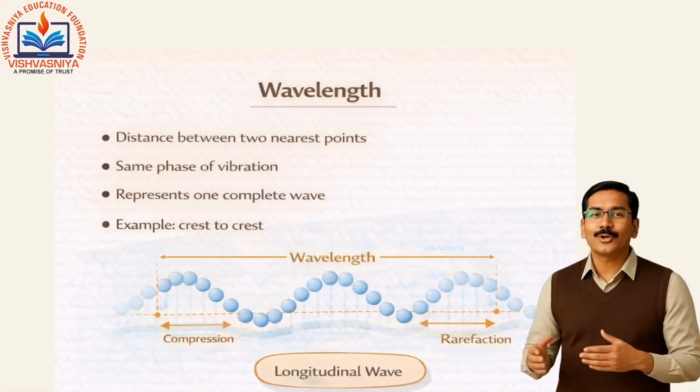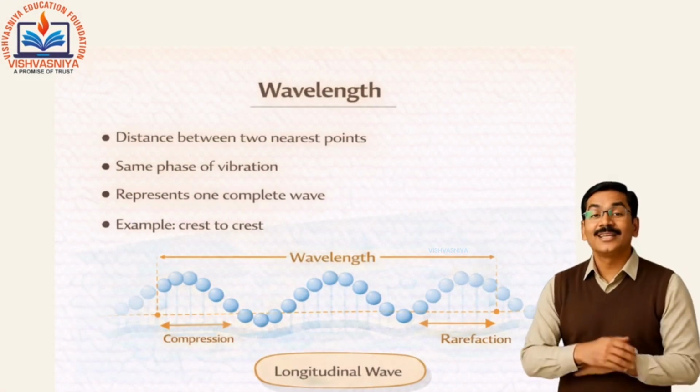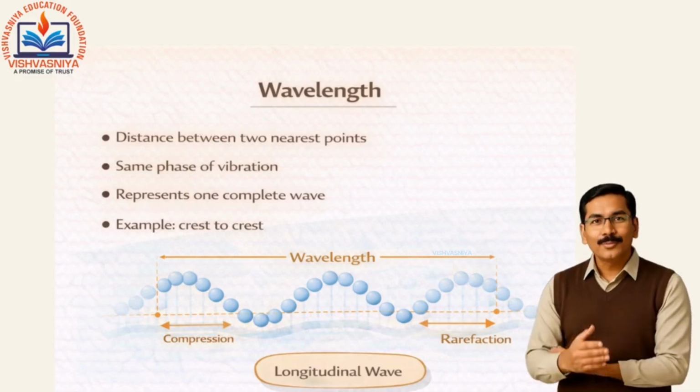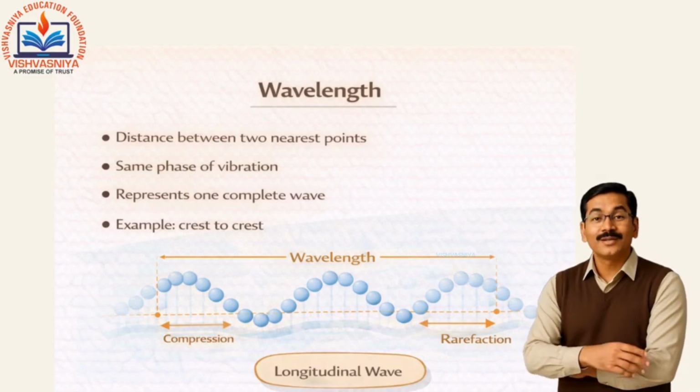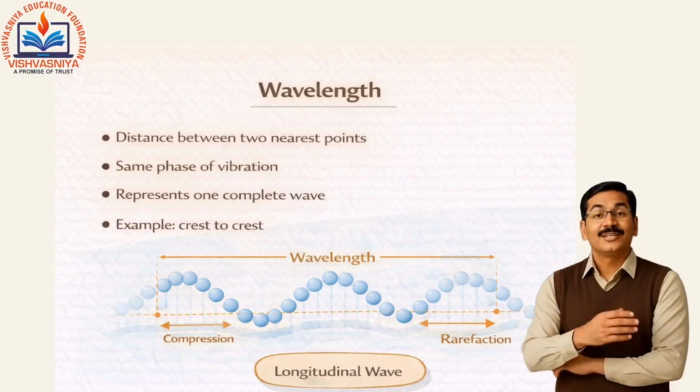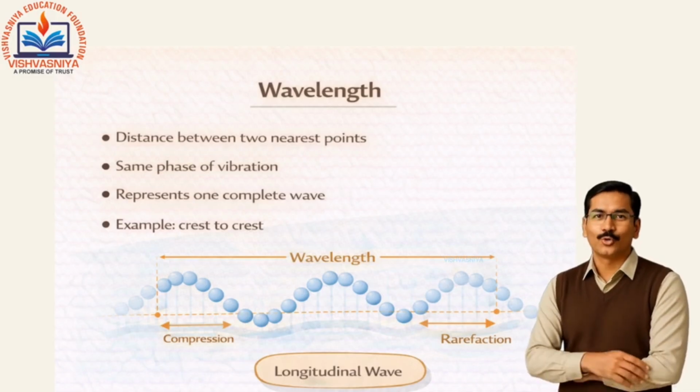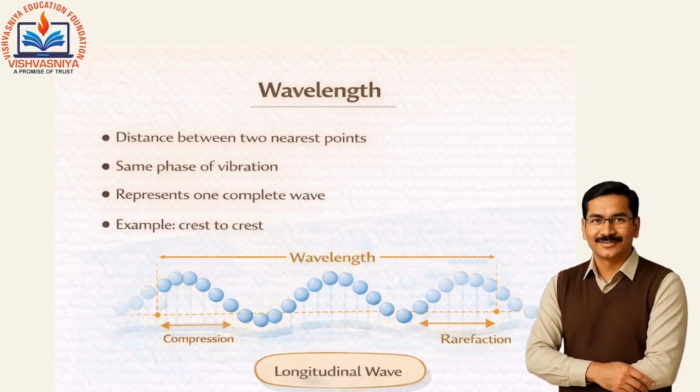Wavelength is the distance between two nearest points that are in the same phase of vibration. It represents the length of one complete wave. Examples include the distance between two consecutive crests or two consecutive high-density regions.